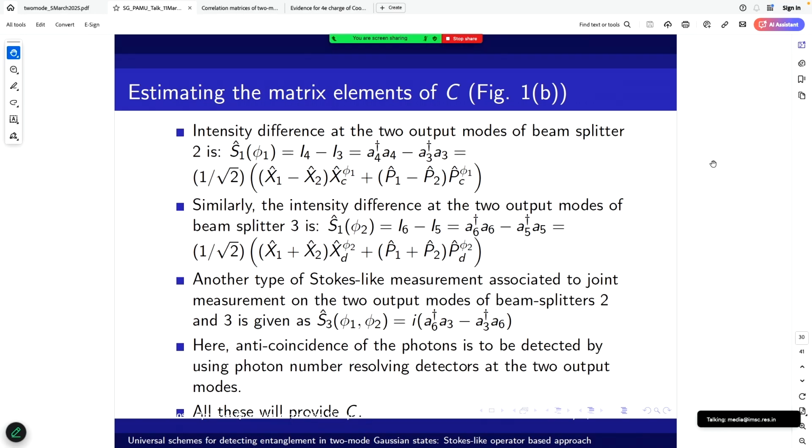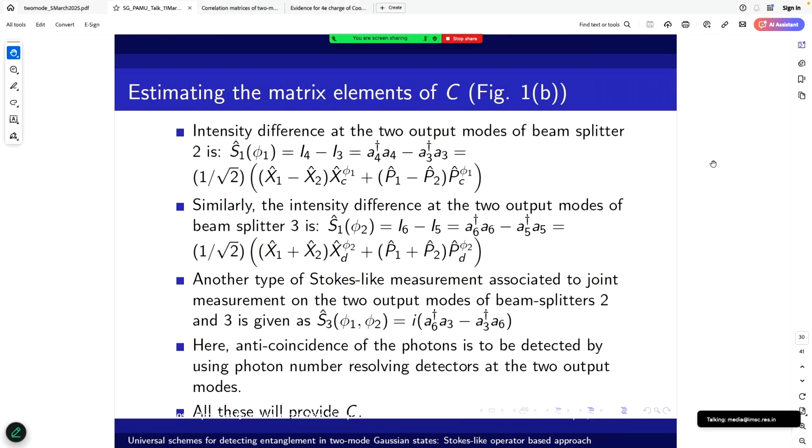So now you need this second figure, because you need these two beams. So far we have used only the first figure, figure A. So, you need the second figure, figure B. There you have the intensity difference at the two output modes of the beam splitter. The same thing we have done for single mode, in the second figure we have done for two modes. So, you have four intensities, I3, I4, I5, I6. You can look at S1 phi 1, which is this intensity difference, and this will be of this form.